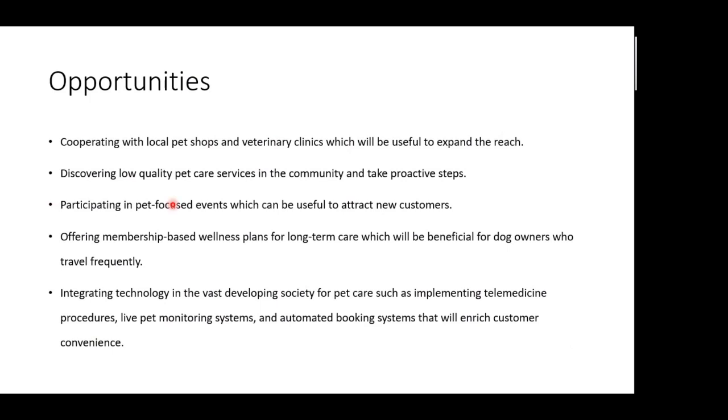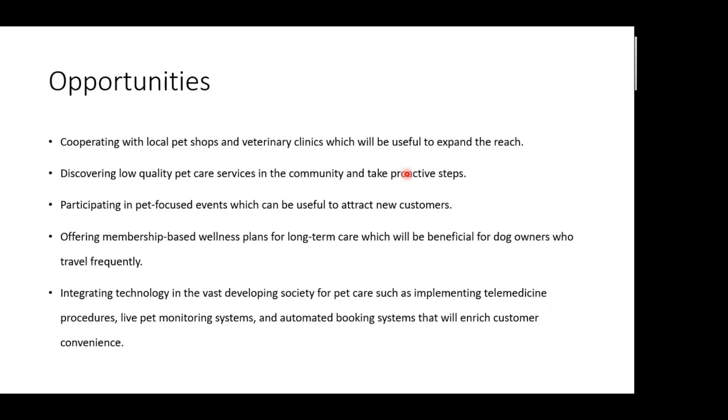And discovering low quality pet care services in the community and taking proactive steps. At times you may find poor quality daycare centers and poor quality pet care centers. You can understand them, and either use your service to improve those pet care services and charge some money, or else offer the facilities they don't have and earn some money, get some opportunity.